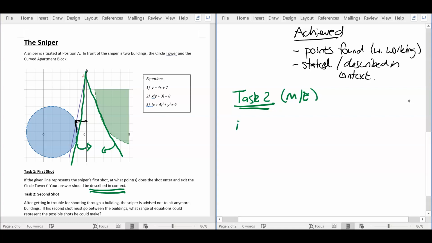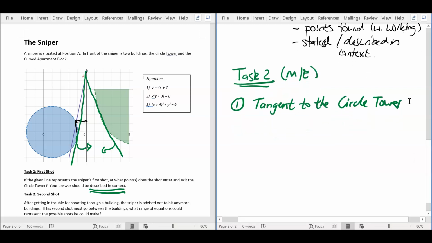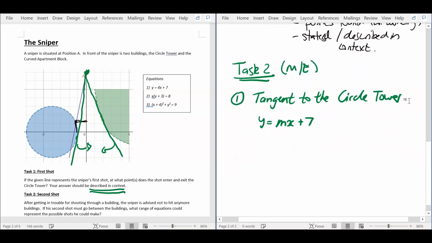So the first part here, we're going to look at the tangent to the circle tower. And what we know is the sniper's shot is still coming from point A. So that means the thing that's going to change, so this is the original equation, y equals 4x plus 7. So the 7 isn't changing, but the gradient is going to change. So that 4 needs to go away, and that's going to become an m. And we're going to have a plus 7 after that as well. So we need to find out that gradient.